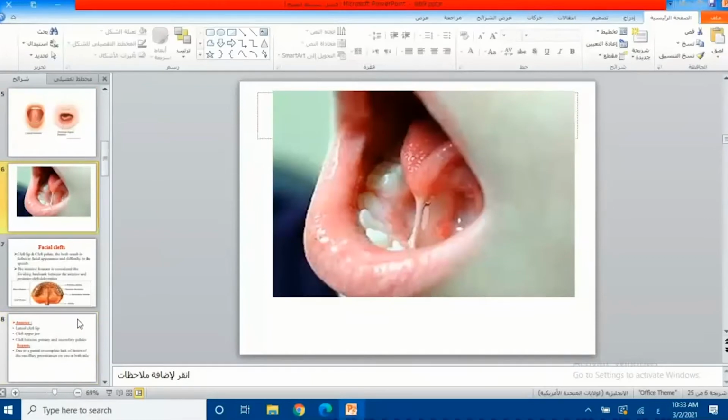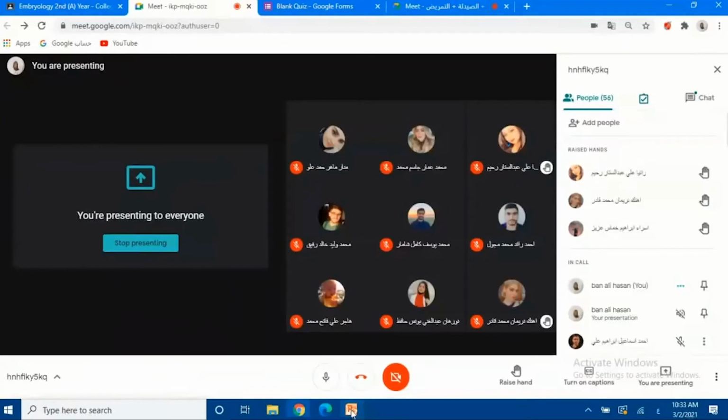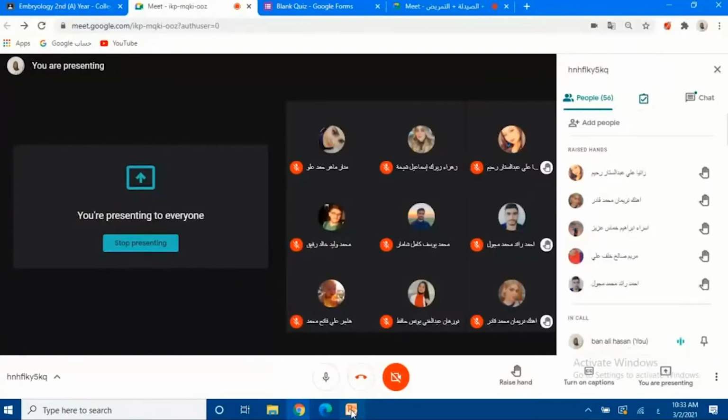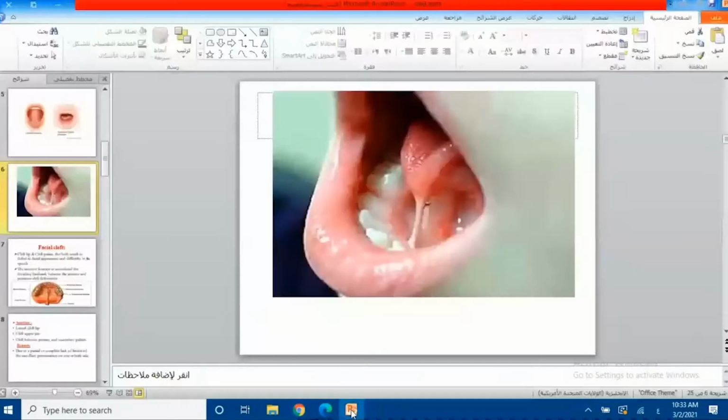So what do we call this case, or diagnose this case? Who can diagnose this case? Yes, Mariam. Tongue tie. Tongue tie, or what do we call it in another term? Medically, what is the medical term for the tongue tie case? Ankyloglossia. Yes, thank you very much.